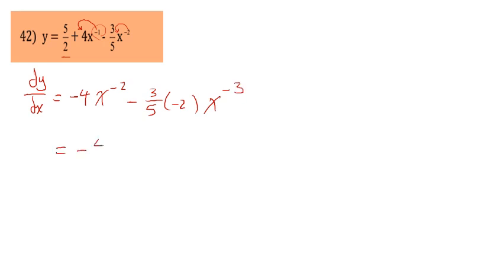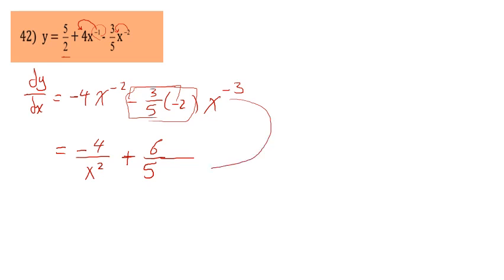So it's negative 4 divided by x to the power of 2 minus, negative by negative is going to change into positive, 6 over 5 x to the power of 3, I can move it down with the positive power. So dy by dx, which is the first derivative of the function y, is negative 4 over x squared plus 6 over 5x to the power of 3.